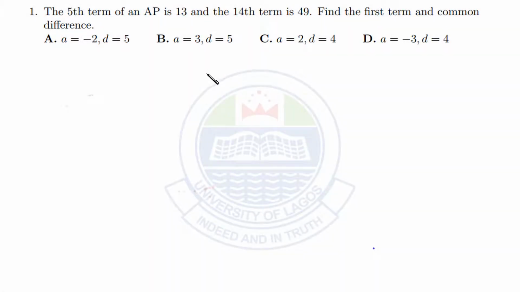In this question, the 5th term of an arithmetic progression is 13 and the 14th term is 49. Find the first term and the common difference. Now from the question, the very first thing you might want to remember is the nth term of an arithmetic progression, which is given as Tn equals a plus (n minus 1) multiplied by your common difference, where a is your first term and d is the common difference.